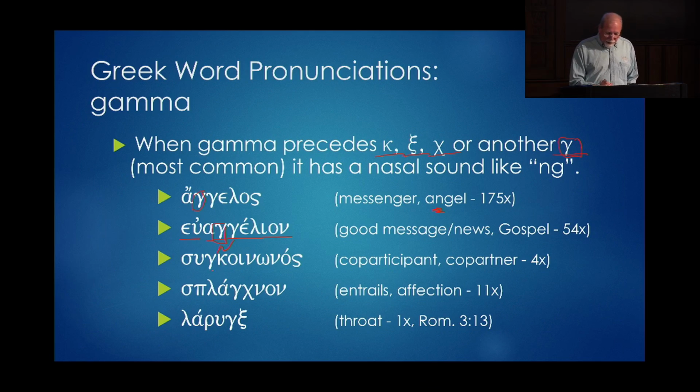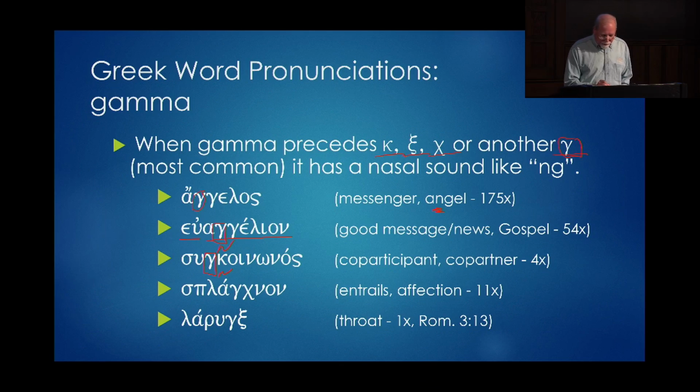And then we have a gamma with a kappa. And the gamma, again, is going to have an N sound. And then the kappa will still sound like a kappa. So this is sun koinonos. Sun koinonos means a co-participant or partner, fellow worker, or something like that.